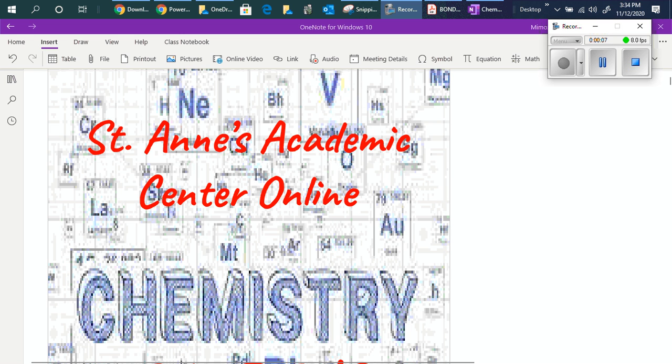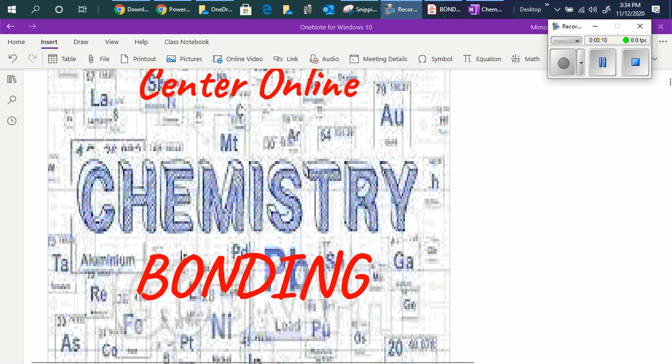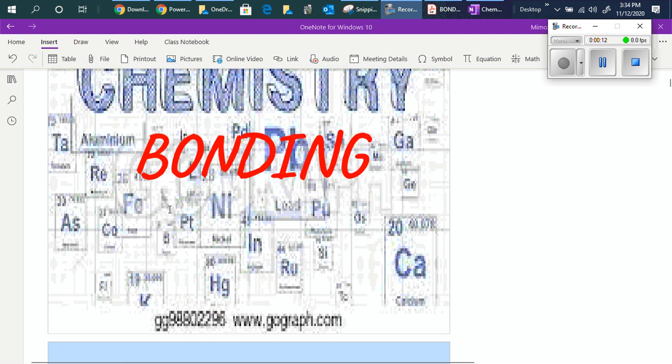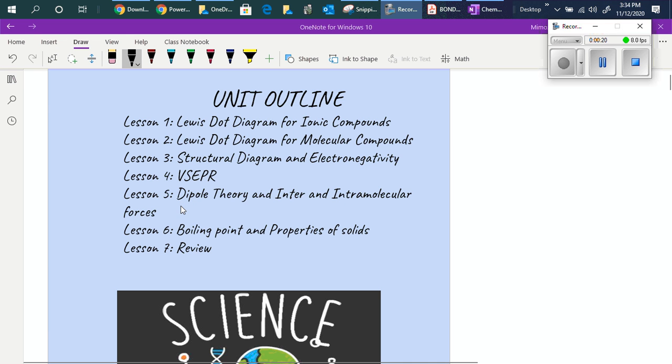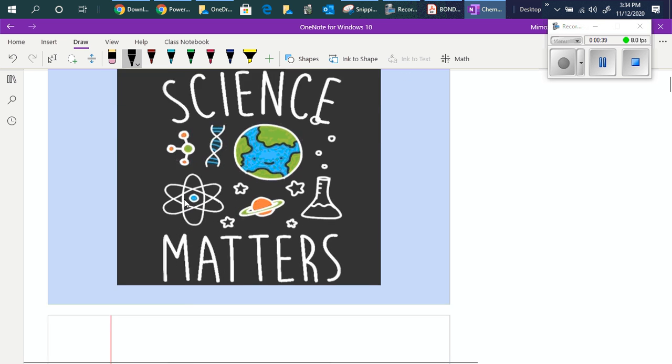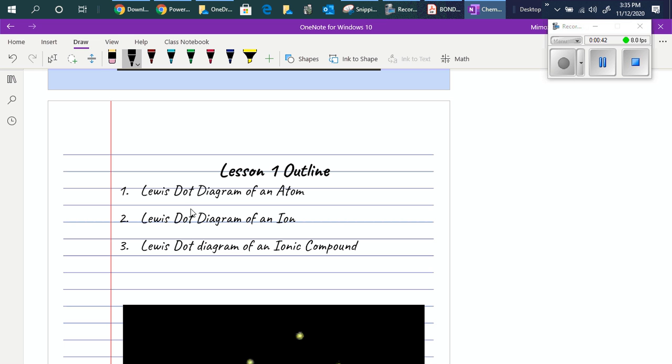So this is the digital notebook that I'm sharing with you on bonding units. And the outline that we'll have for this unit is that in lesson 1, we will see and discuss the Lewis dot diagram for ionic compounds. And then we'll move to the molecular compound, and then we'll go further into structural diagram and the electronegativity, VSEPR, dipole theory, and boiling point and properties of solids. You have this posted on, or shared with you on, Google Classroom.